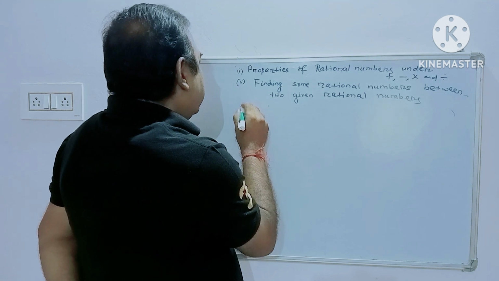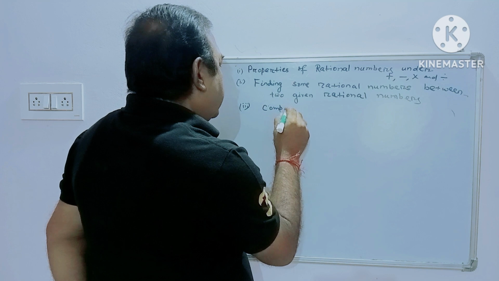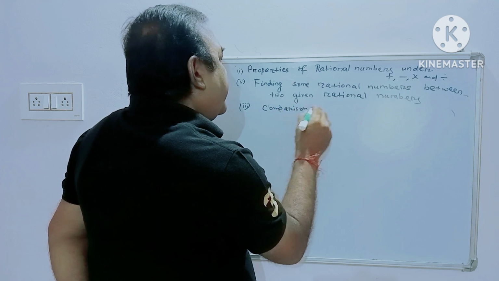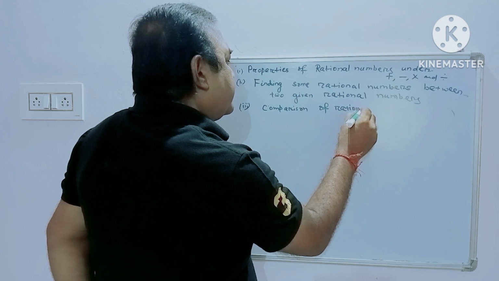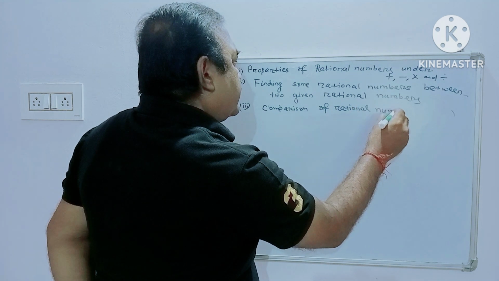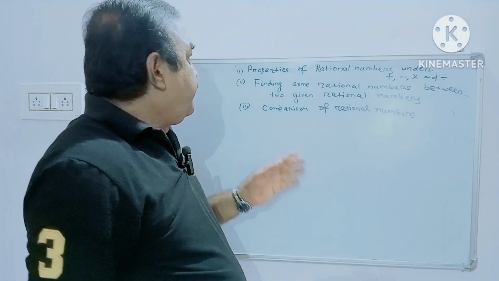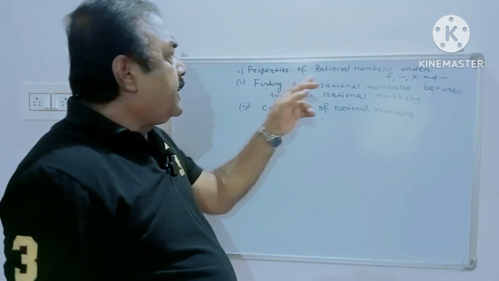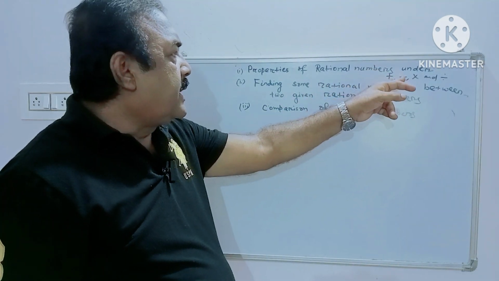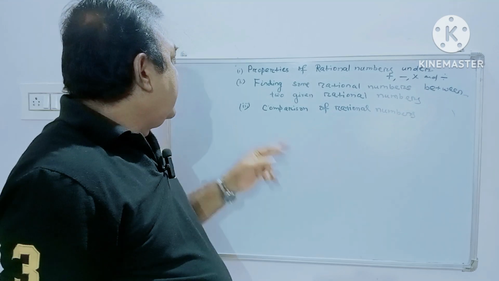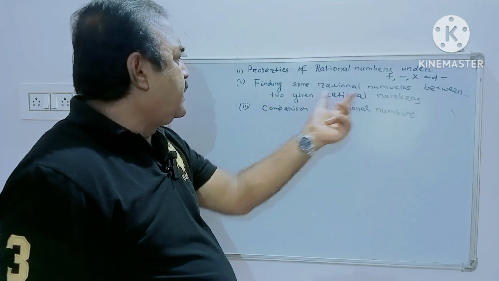Third, comparison of rational numbers. So we will discuss today the properties of rational numbers under the 4 basic operations: addition, subtraction, multiplication and division. Next, we will have to find some rational numbers between two given rational numbers.